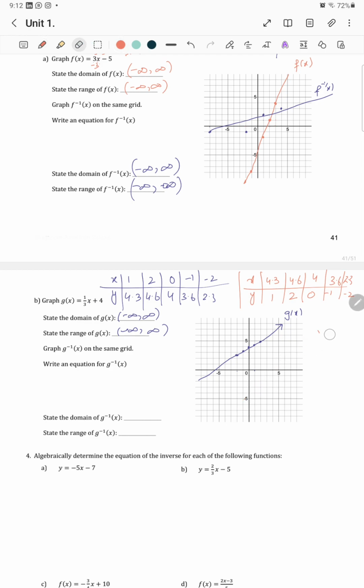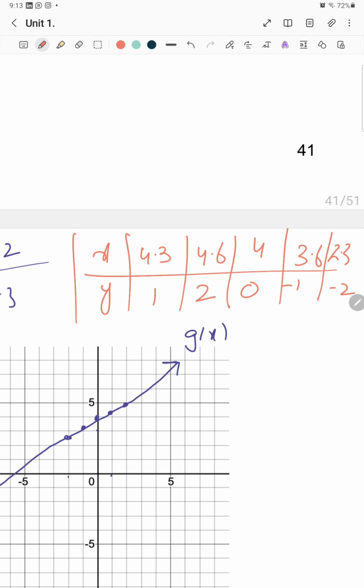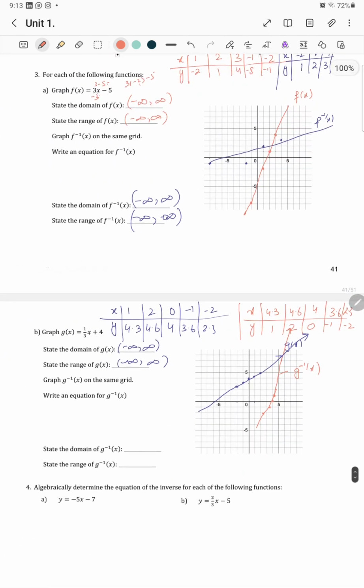If we plot the points more carefully, it can be 4.3 and 1, 4.6 and 2, 4 and 0, 3.6 and negative 1, 2.3 and negative 2. Okay. So domain and range would be minus infinity to plus infinity.